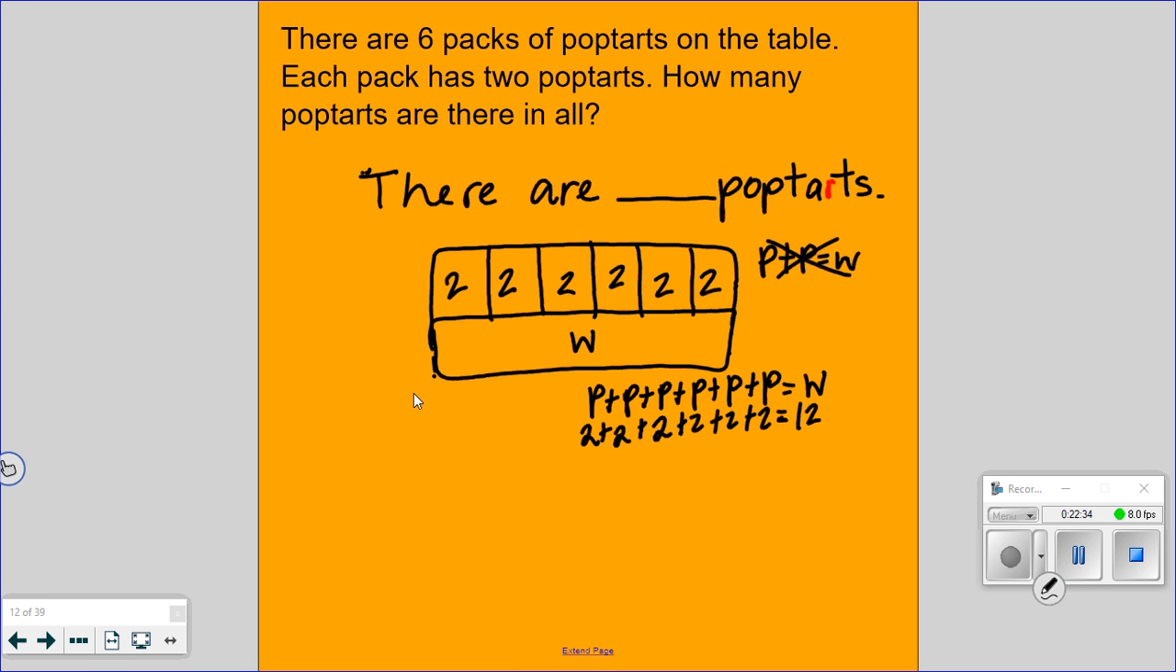Yep, you got it. 2 groups. How many groups? 6 equals 12. 6 groups of 2 equals 12.